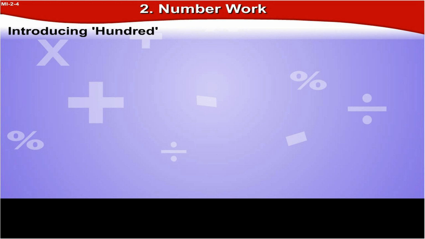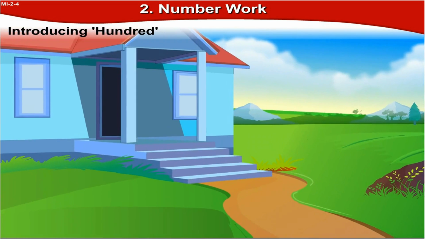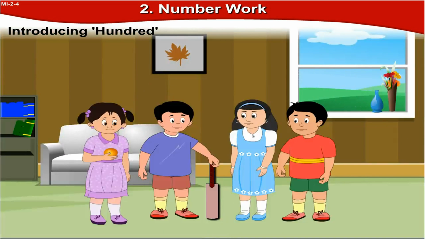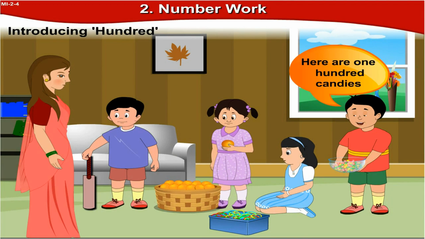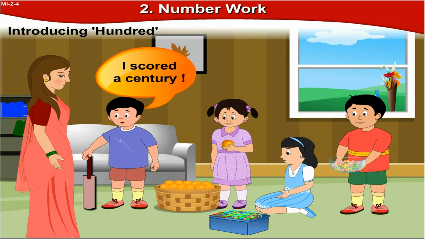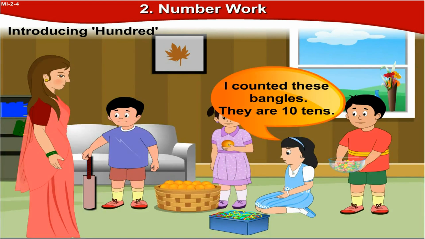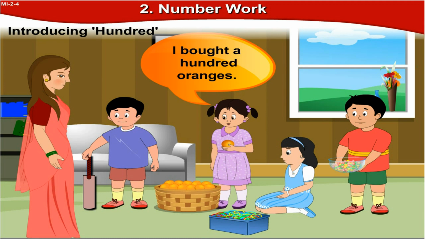Introducing 100. Here are 100 candies. Hooray! I scored a century. I counted these bangles. They are 10 tens. I bought 100 oranges.